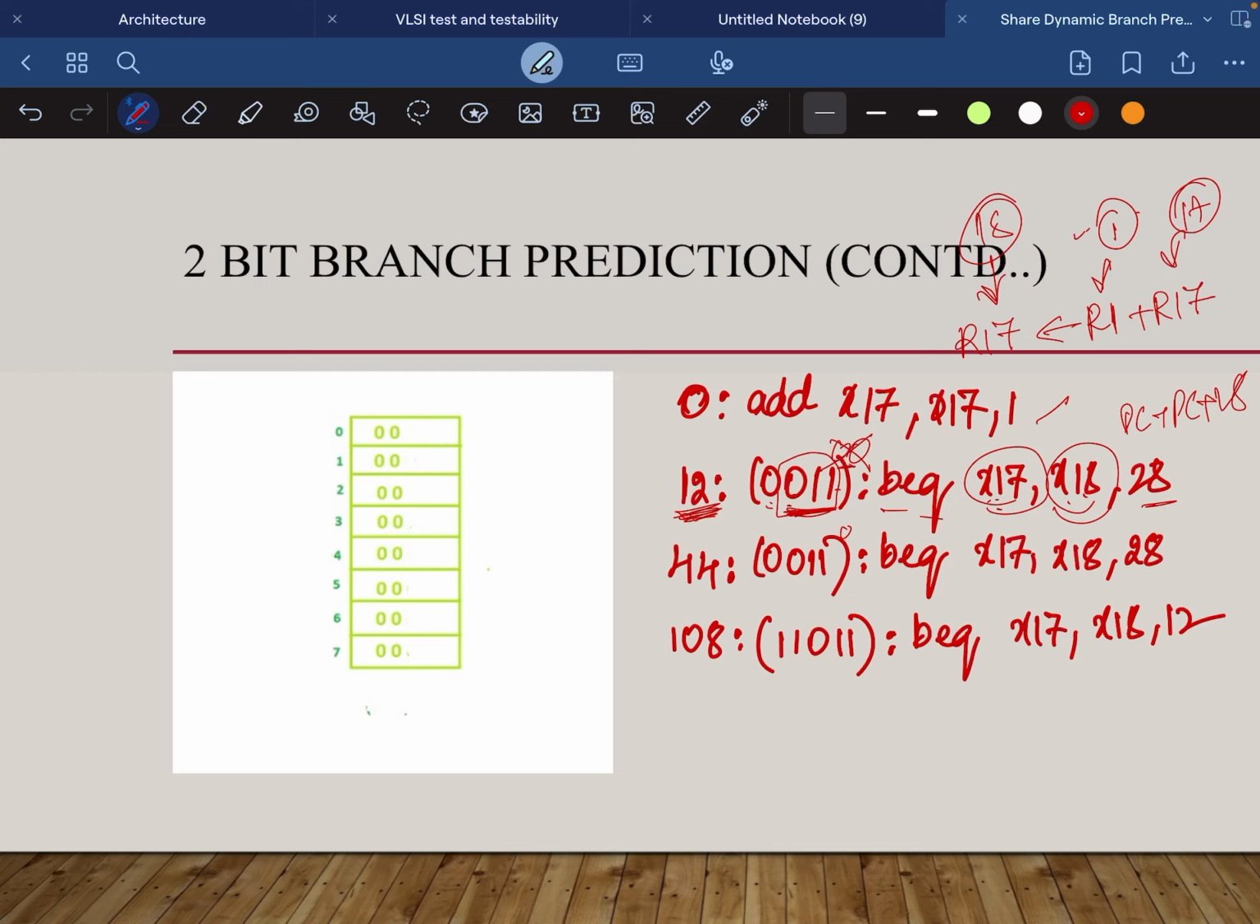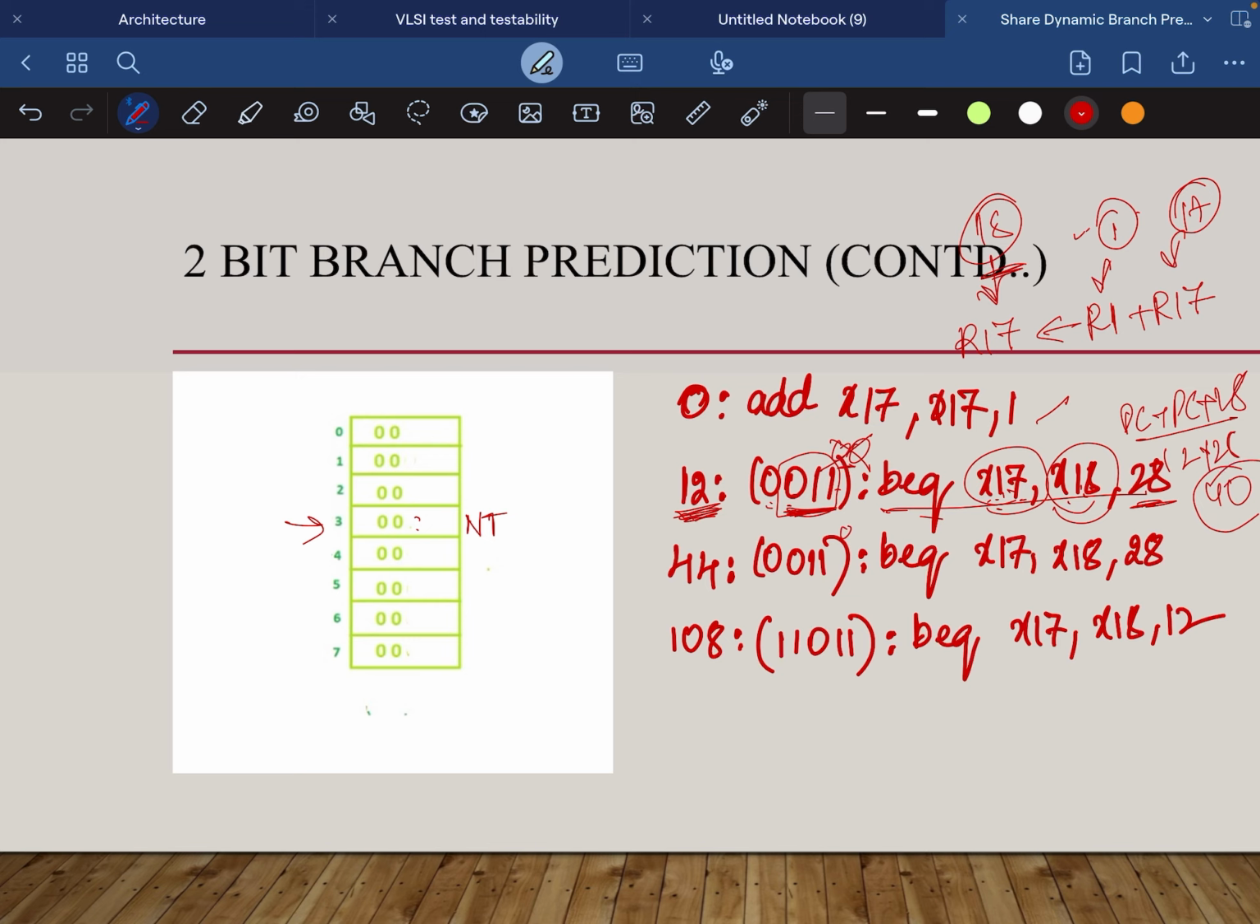The address is 3, so it goes to this location, and in the branch history table the outcome is 0, 0, indicating that the predicted outcome should be not taken. But this instruction states that since x17 has a value of 18 because of the execution of the first instruction, these two registers have the same value and branch equal is true. It goes to PC plus 28, which is 12 plus 28, so it goes to 40.